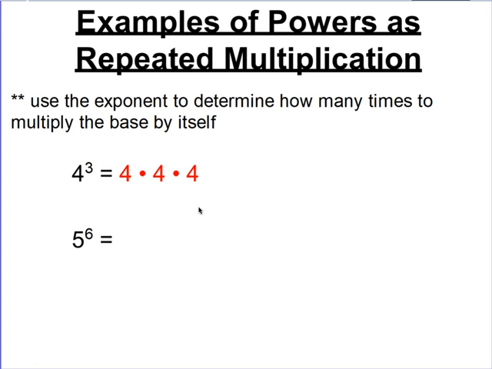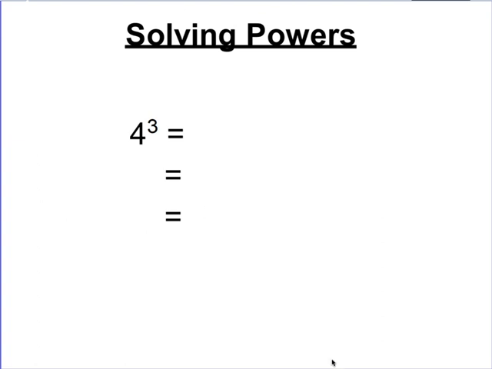Okay? 5 to the 6th power is exactly the same as this one. We're going to write down a 5 6 different times and multiply all of those 5s together. So what you'll probably think about now is that these numbers are going to get pretty large pretty quickly. So we're going to solve these in a moment. Let's start with 4 to the 3rd power.